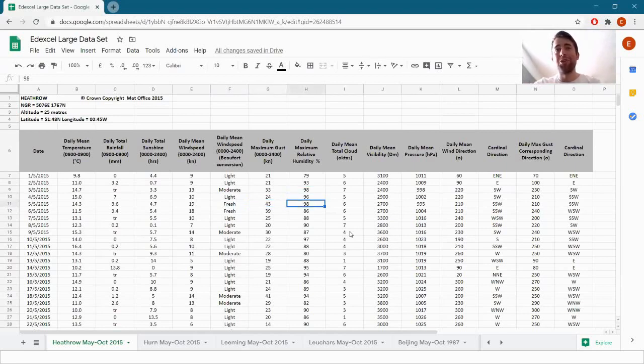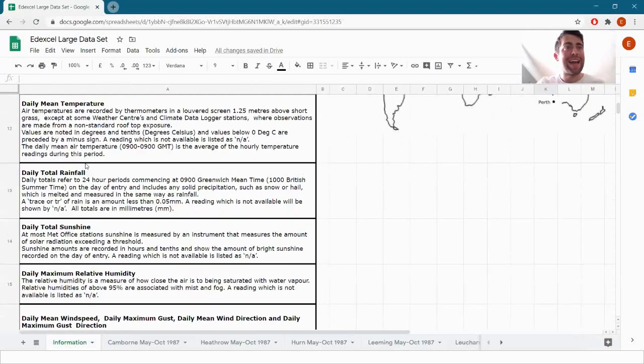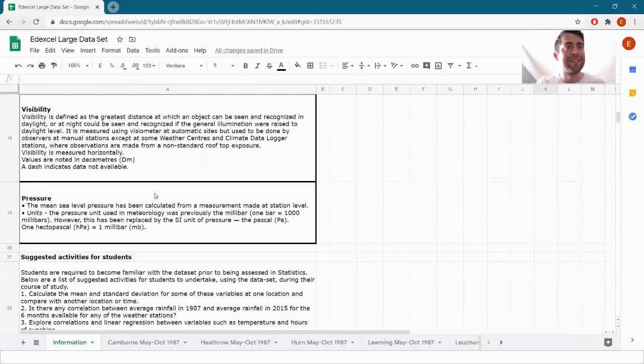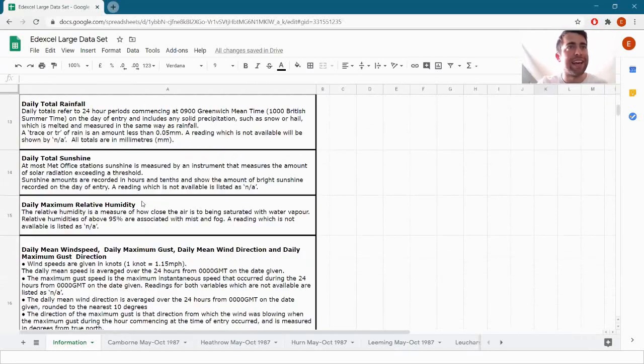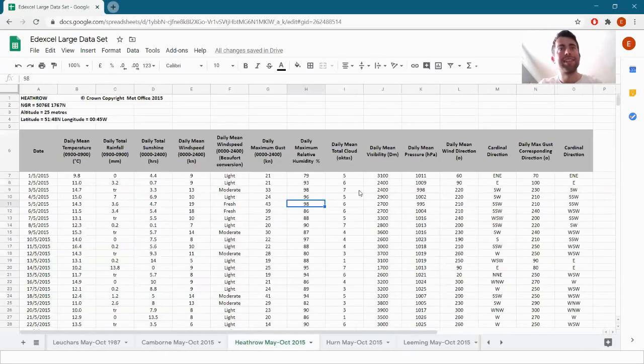Relative humidity, how humid it is as a percentage. Now, I don't exactly know what that means. If you want some extra information, we go back to that first page of the spreadsheet and go down to where it says humidity, and it gives a bit more information as to how they measure humidity. Let's go back to Heathrow in 2015.